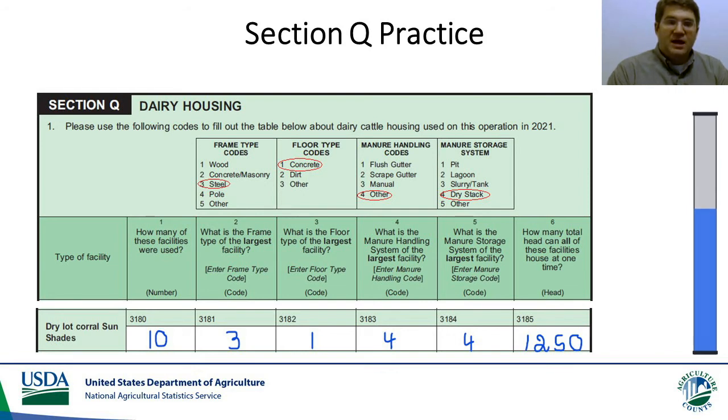Column 3 floor type will be concrete, code 1, and column 4 will be code 4, other, because they handle manure by scraping it periodically with a tractor and loader. Column 5 will be code 4, dry stack, and column 6, how many total head of these facilities house at one time, will be 1,250.